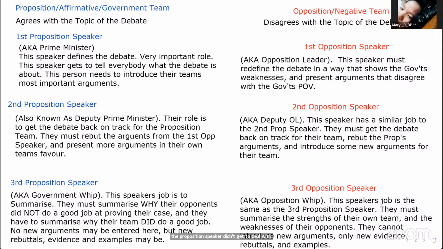So both teams have their advantages in a debate. But definitely for the proposition team, it's the first speaker. And for the opposition team, it is the third speaker. That's probably the most important.